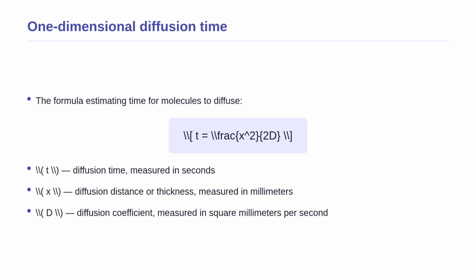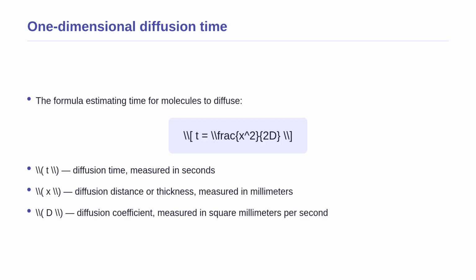To understand exactly when diffusion fails, we rely on the one-dimensional diffusion time approximation formula. Conceptually, this formula tells us how long it takes for a molecule to travel a certain distance through tissue. The variable t represents the time in seconds. The variable x represents the maximum distance the molecule must travel, which we use as the total thickness of the organism. Finally, d is the diffusion coefficient, representing how easily the molecule moves through biological tissue.